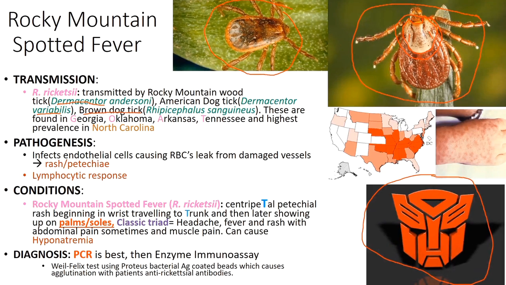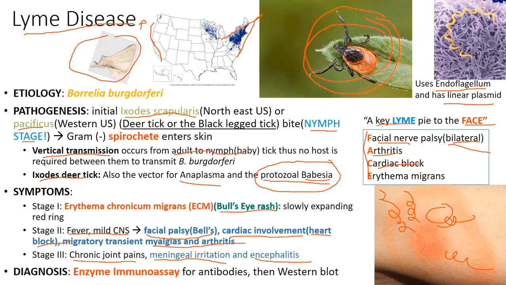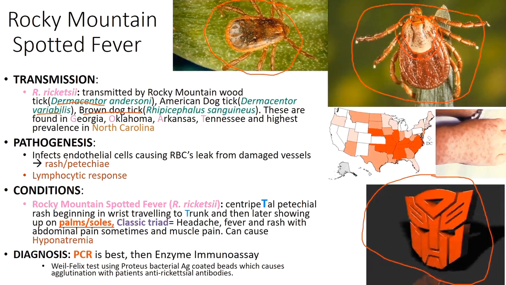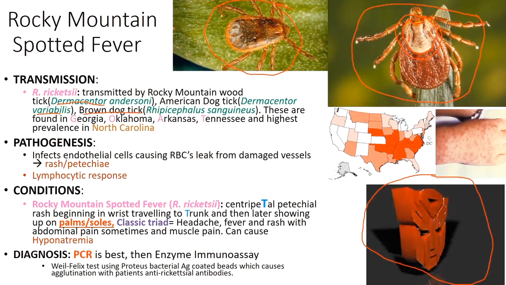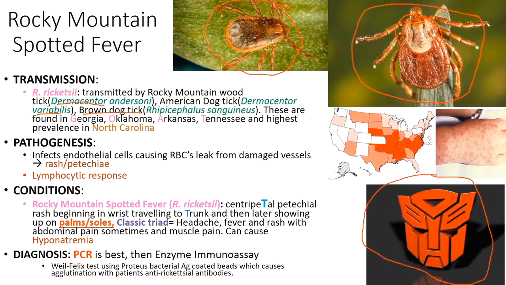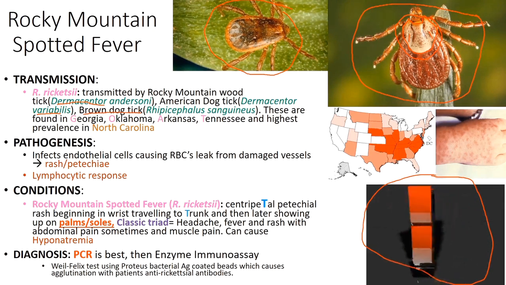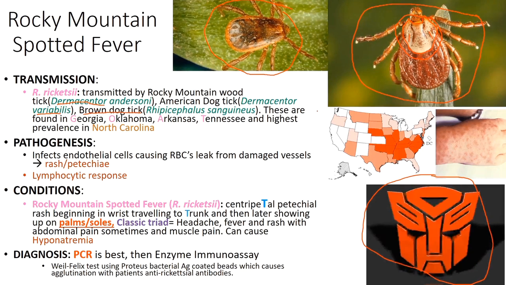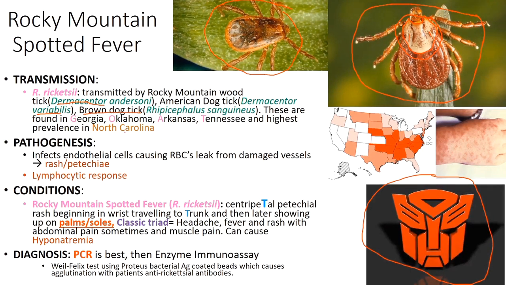So remember back here with this tick, it's very smooth. It's just a round shield and then very smooth and round. It's almost like a moon, like an eclipse tick, right? Where this guy has that eclipse sort of, but it's kind of jagged and it's got this cool Transformers face on it. So that is your Rocky Mountain spotted fever that is carried from your Dermacentor andersoni and Dermacentor variabilis tick. So where do you find this infection?